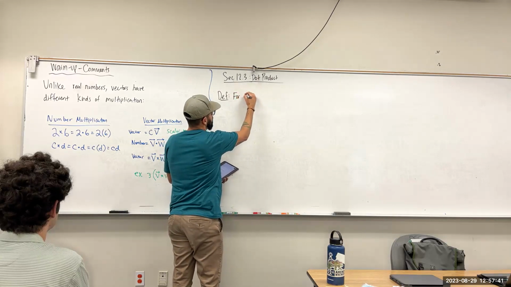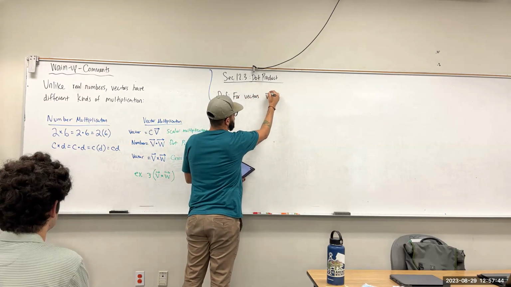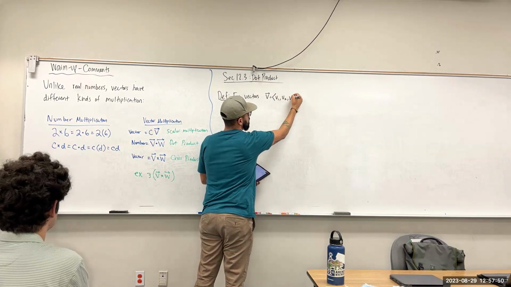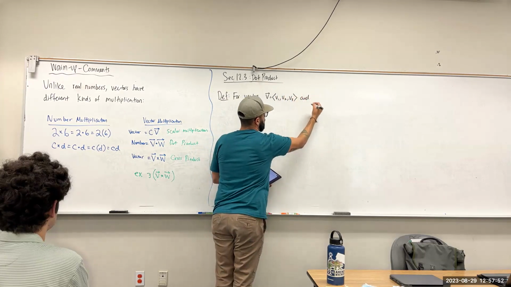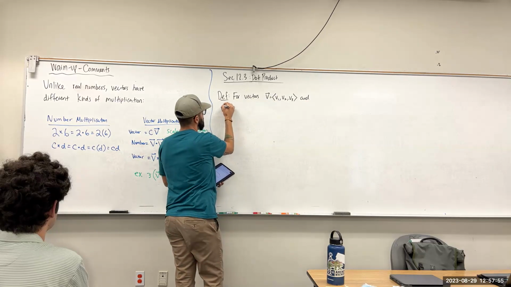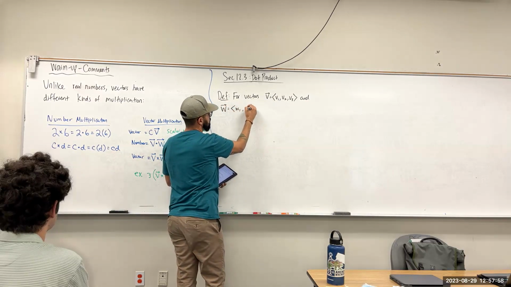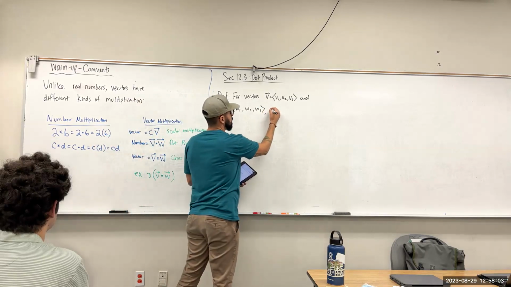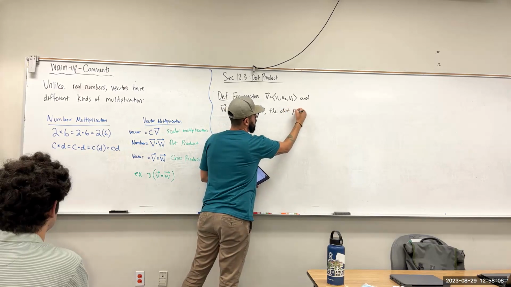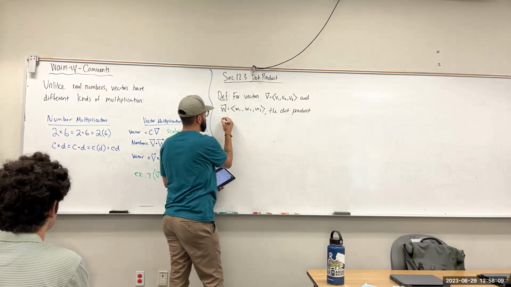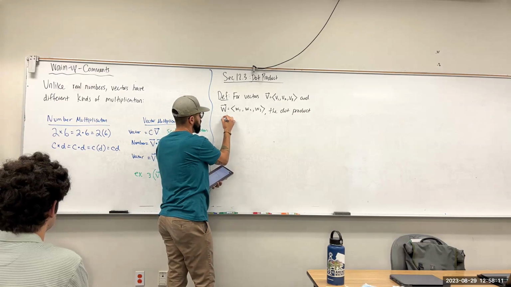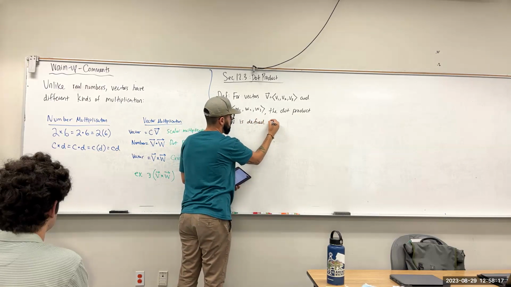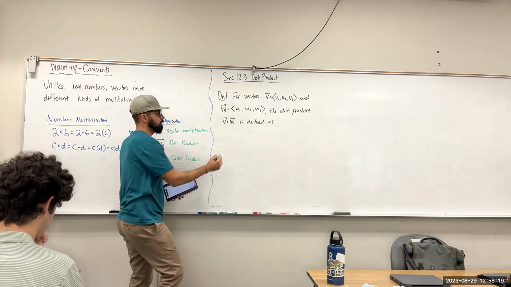So we're going to say for vectors V, and we're going to write it as a position vector, V1, V2, V3, and W, W1, W2, and W3. The dot product V dotted W is defined as, and this is how we're going to do it.